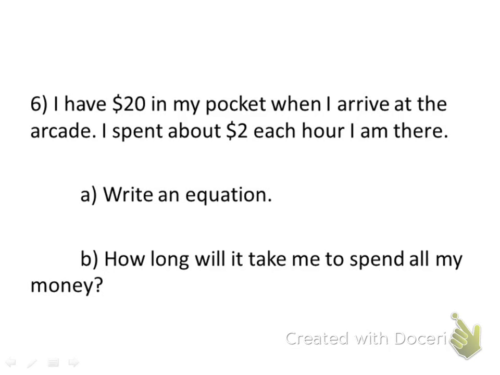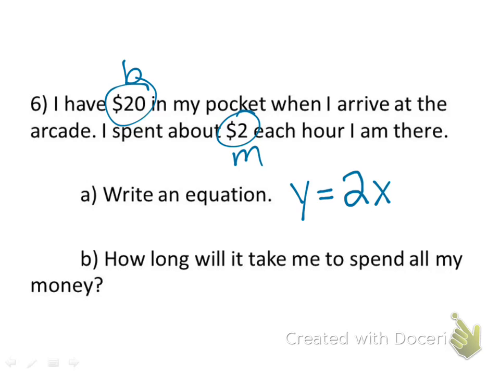All right, number 6 says, I have $20 in my pocket when I arrive at the arcade. I spend $2 each hour I am there. Any thoughts? Y equals, x equals 2? Is 20 your starting point or your change? Starting. So that's the b. So 2 is the m. So y equals 2x plus 20.